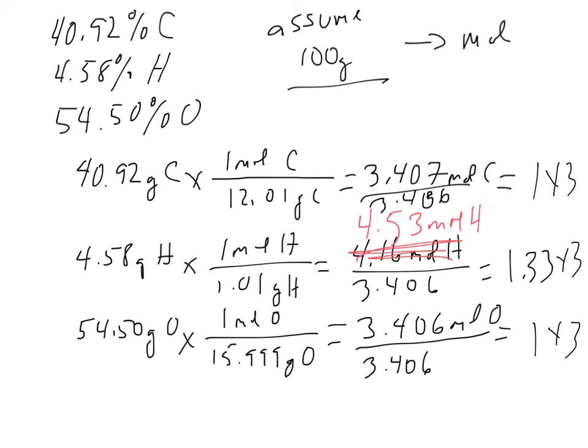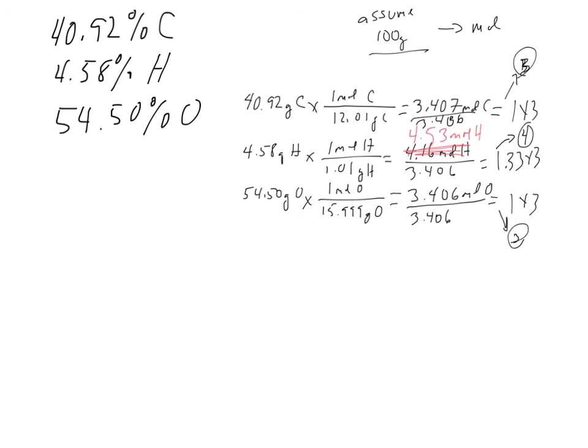So 3 times 1 gives me 3. 3 times 1 gives me 3. And 3 times 1.33 gives me 4. These are now the integer subscripts for our empirical formula. So our final answer should be C3H4O3. So you've done empirical formulas, you've done the mass percents, and we've talked about what the mole is and how to do conversions. This is where the material for exam 3 ends.